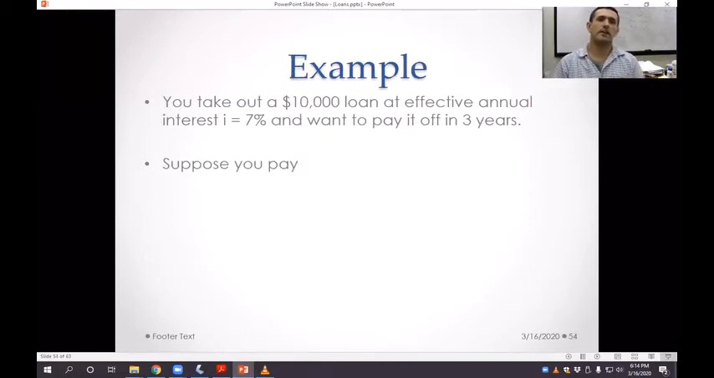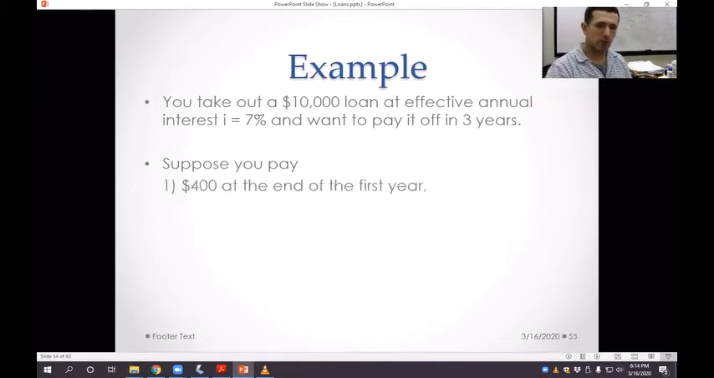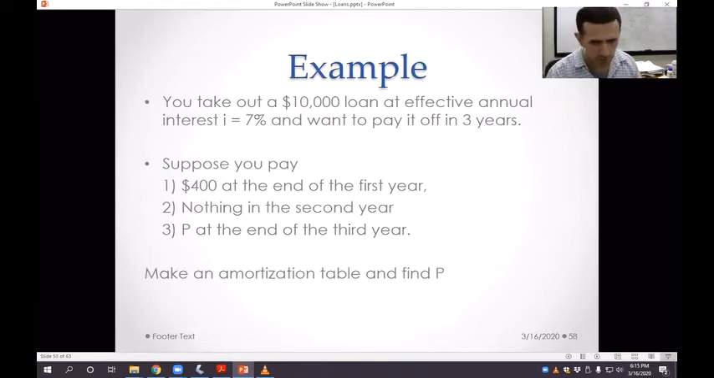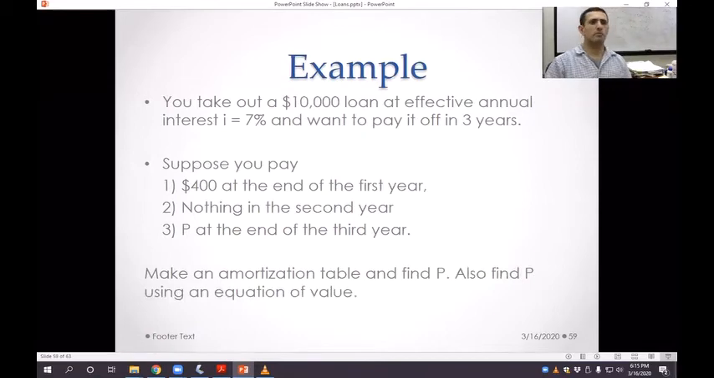Okay, so let's do an example to illustrate this. You take out a $10,000 loan, interest is 7%, and you want to pay it off in 3 years. Suppose you pay $400 at the end of the first year. You pay nothing in the second year. And let's say you pay P at the end of the third year. Make an amortization table and find P. Also find P using an equation of value.